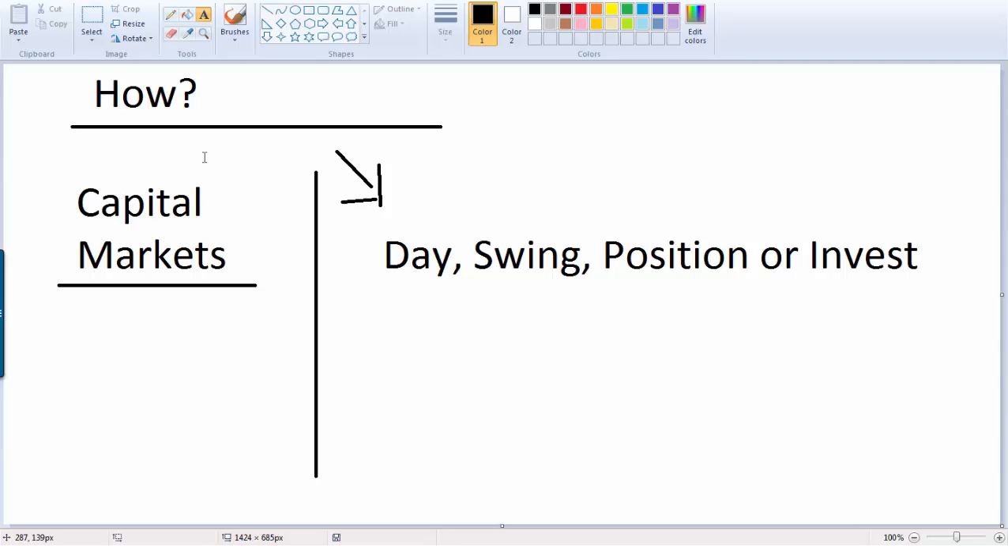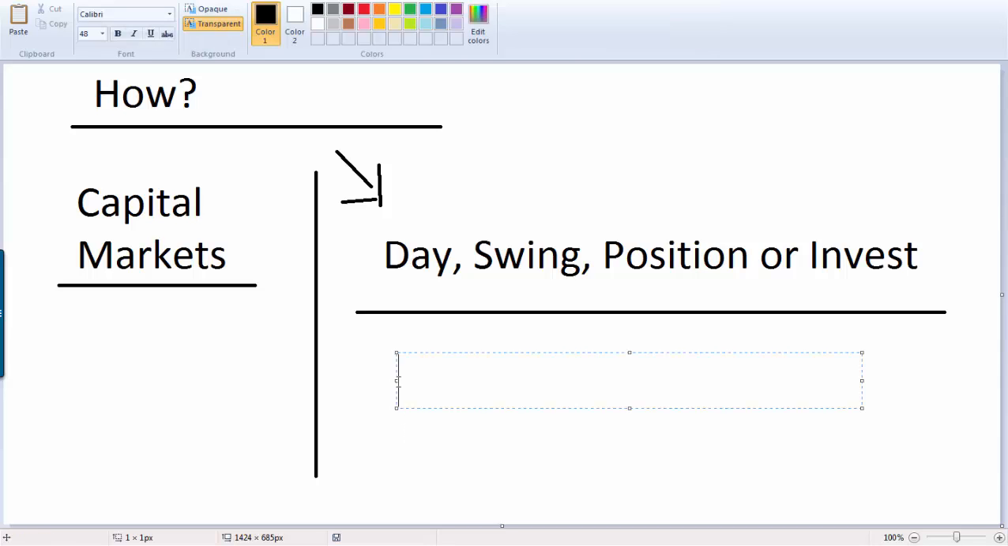Now, if your why is just so that you can be home and you can be working from home, then maybe day trading is something viable. But you probably want to implement strategies and ways so that you don't have to be there all day long. If your why is to capitalize on bigger trends and moves in the market, then position trading and investing may come in.